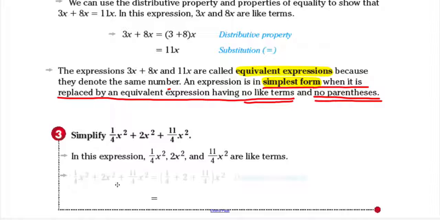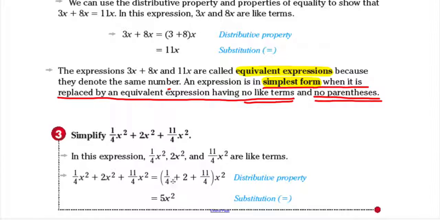Simply add them. 1/4 plus 2 plus 11/4, multiplied by x squared, using the distributive property. And using the substitution property of equality, 1/4 plus 2 plus 11/4 is equal to 5, and simply multiply that with x squared. So that is using adding like terms.